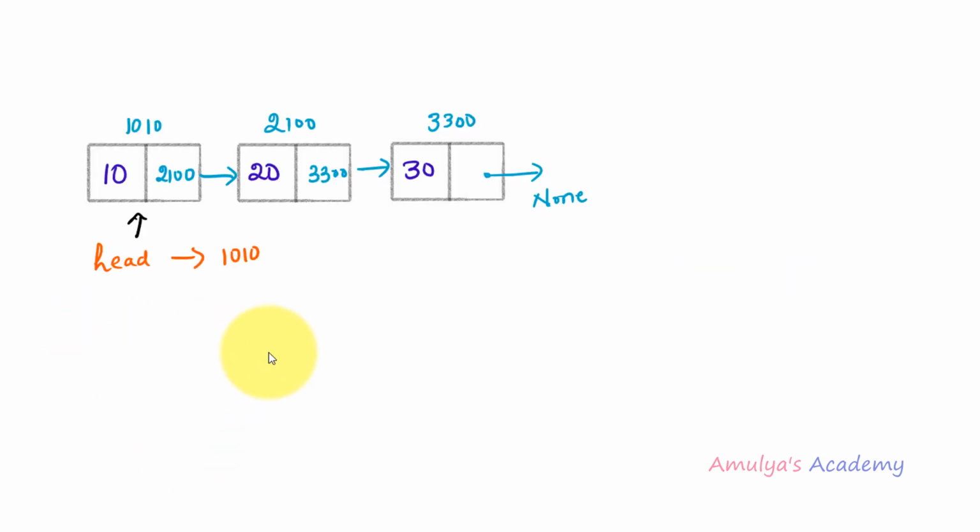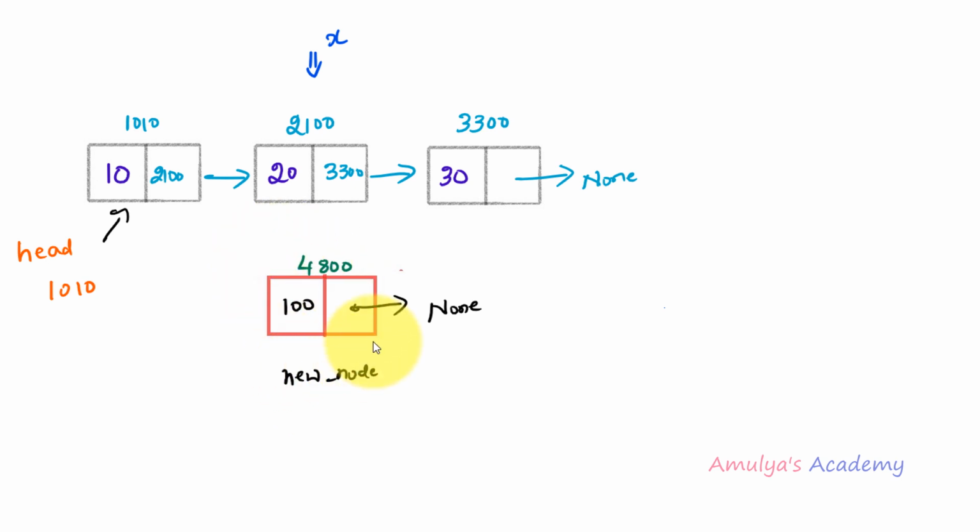Here we have a linked list, right? It contains 3 nodes. This is the first node and the head contains the reference of the first node. Now if I want to add a node between the nodes of the linked list, here we can see the new node. We created the new node. Now if I want to add this node after this node, this is the X node, then we'll get a linked list like this.